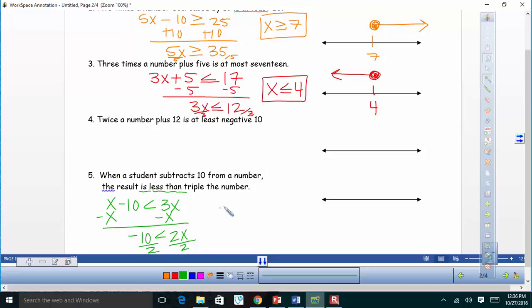So make sure you write this out before you decide to flip it, because a lot of people don't write it out and then they end up messing it up. So it would be negative 5 is less than x. Now, I want to look at the inequality sign. Which is this arrow pointing to, 5 or to x? To 5. So when I flip it, I want to make sure that arrow is still pointing to negative 5.